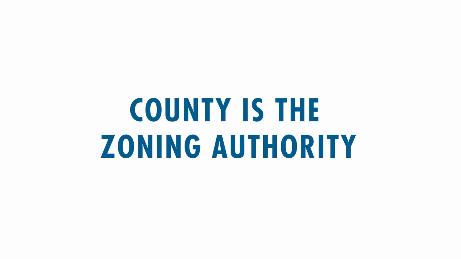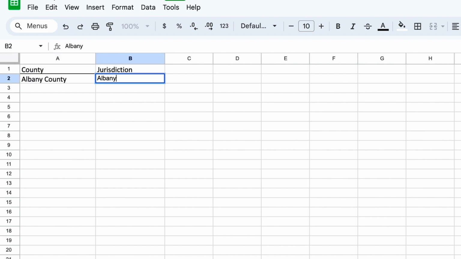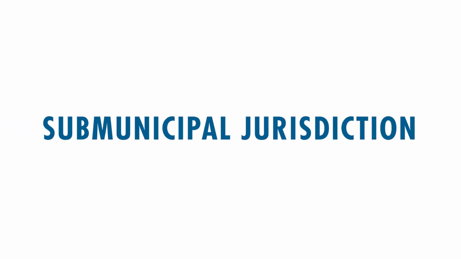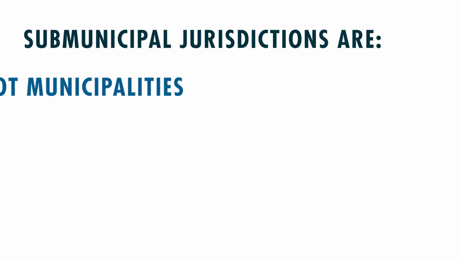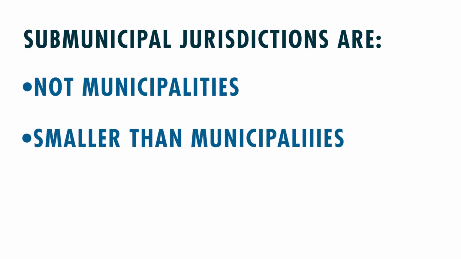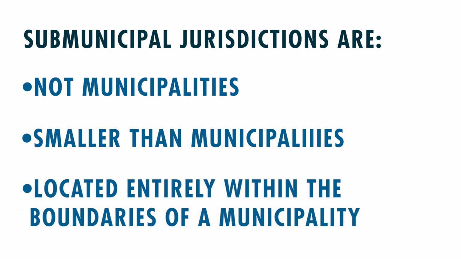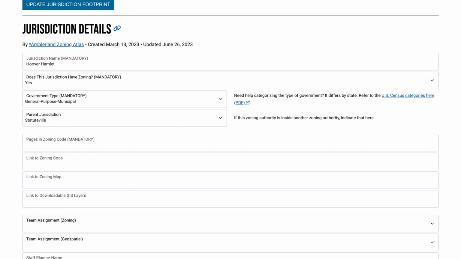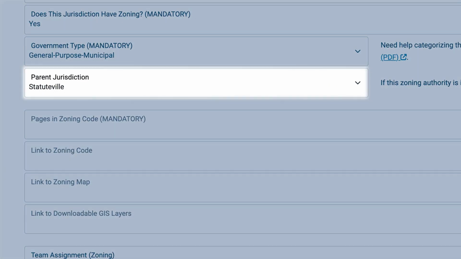The second exception is if the county is the zoning authority. Put the name of the county as the name of the jurisdiction, including government type words like county or parish. You might come across what we call a submunicipal jurisdiction. These are public or private places that are not typical municipalities. They are smaller than a municipality, and they are located entirely within the bounds of a municipality. In the event you come across a submunicipal jurisdiction, meaning a jurisdiction within another one, you won't need to add any additional labeling to its name. Just make sure you've indicated a parent jurisdiction in the appropriate field.